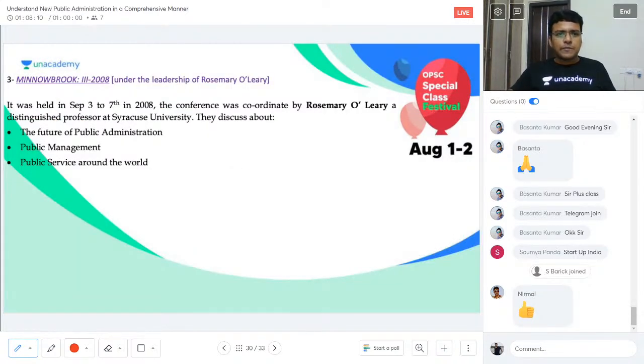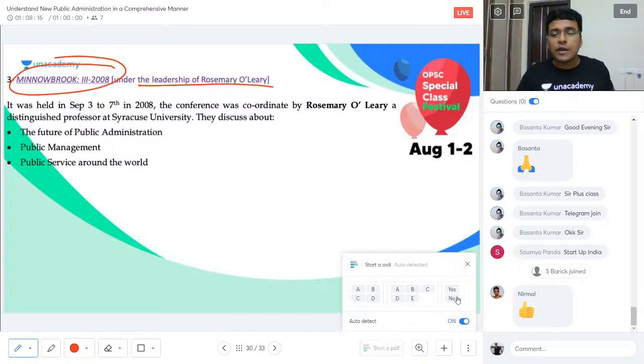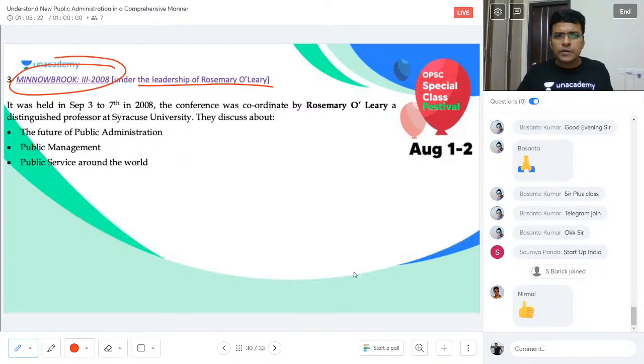Next, Minnowbrook 3. It was in 2008 under the leadership of Rosemary O'Leary. In your Lakshmikanth book, actually, Minnowbrook 3 is not given in the old edition; the new edition I haven't seen. But this was a conference held under the leadership of Rosemary O'Leary, September 3 to 7, 2008. The conference was coordinated by Rosemary O'Leary, a distinguished professor of Syracuse University. Just remember this name, Rosemary O'Leary, in 2008. If you forget the month and day, it's okay, just 2008.